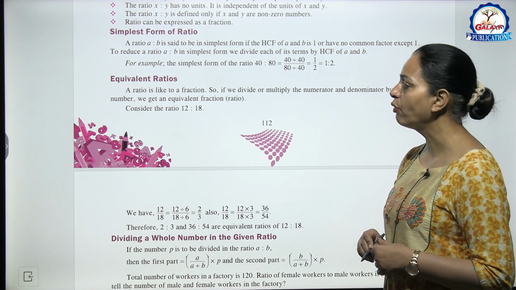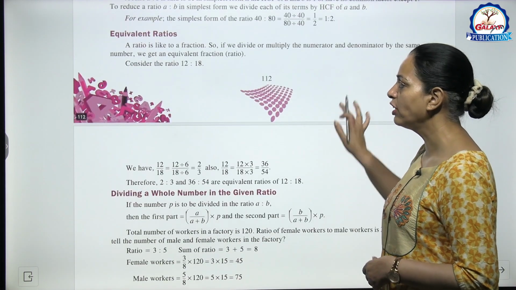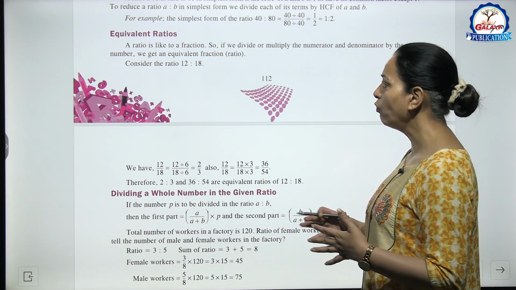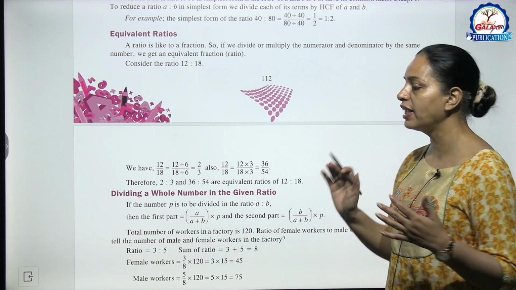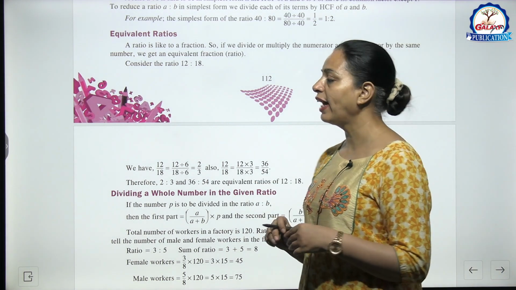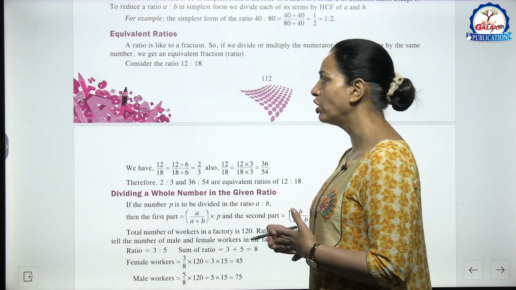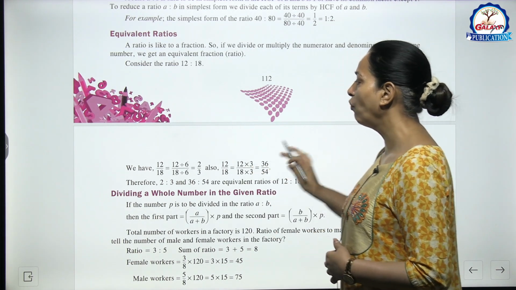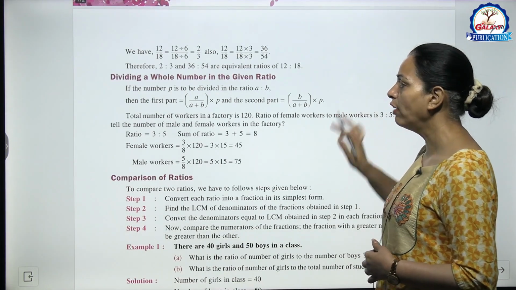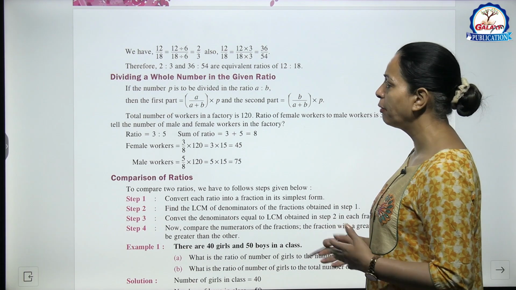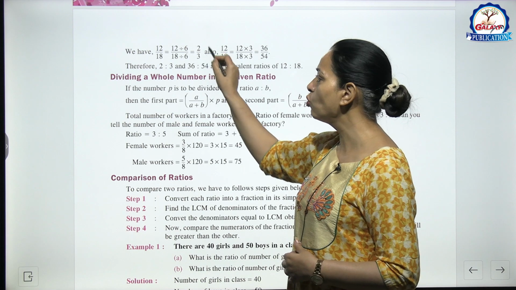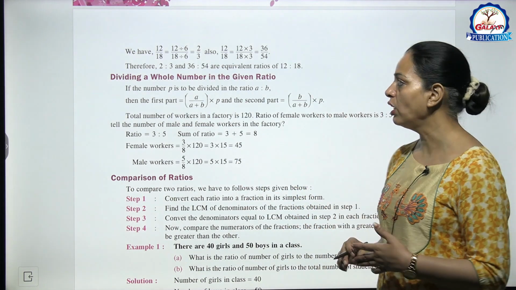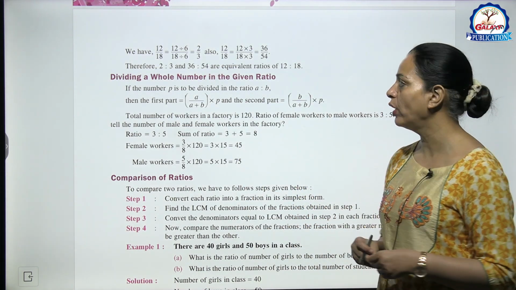Now equivalent ratios. A ratio is like a fraction. So if we divide or multiply the numerator and denominator by the same number, we get an equivalent fraction or ratio. See, take the ratio 12:18. So 12 upon 18, we can divide it by 2, or we can divide it by 6. So dividing by 6, we get 2 by 3. So 2:3 is equivalent to 12:18.